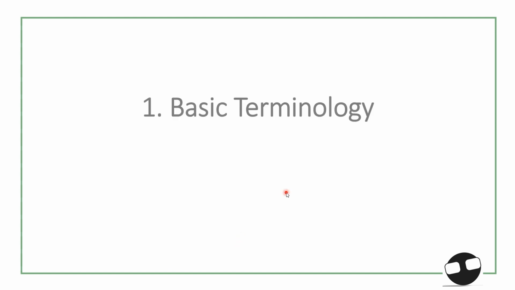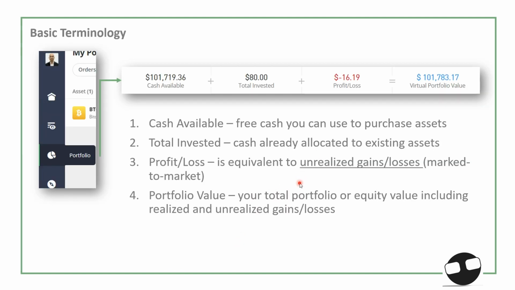All right. So for the basic terminology, we have here cash available. So if you're going to look at the bottom part of the portfolio, when you click this one, you will have these figures. So for the cash available, this is the free cash that you can use to purchase assets. So meaning in this example, that's 101. And then for the total invested amount, cash already allocated for existing assets. So meaning if you bought some assets already, that will form part of this figure here. So in this case, that's $80.